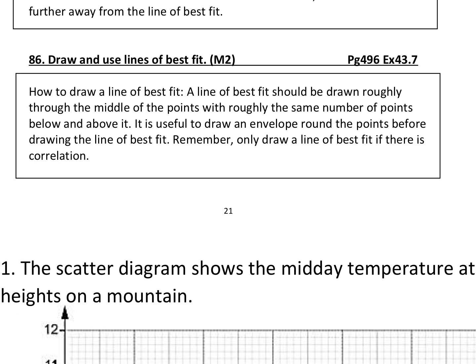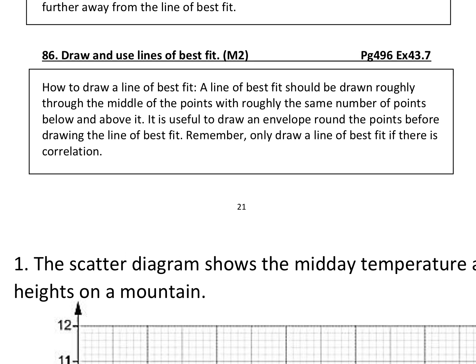And on to now how to draw a line of best fit. This is for GCSE maths. When you do further maths, you will change your technique slightly. How to draw a line of best fit: a line of best fit should be drawn roughly through the middle of the points, with roughly the same number of points below and above it. It is useful to draw an envelope round the points before drawing the line of best fit. Remember, only draw a line of best fit if there is correlation.